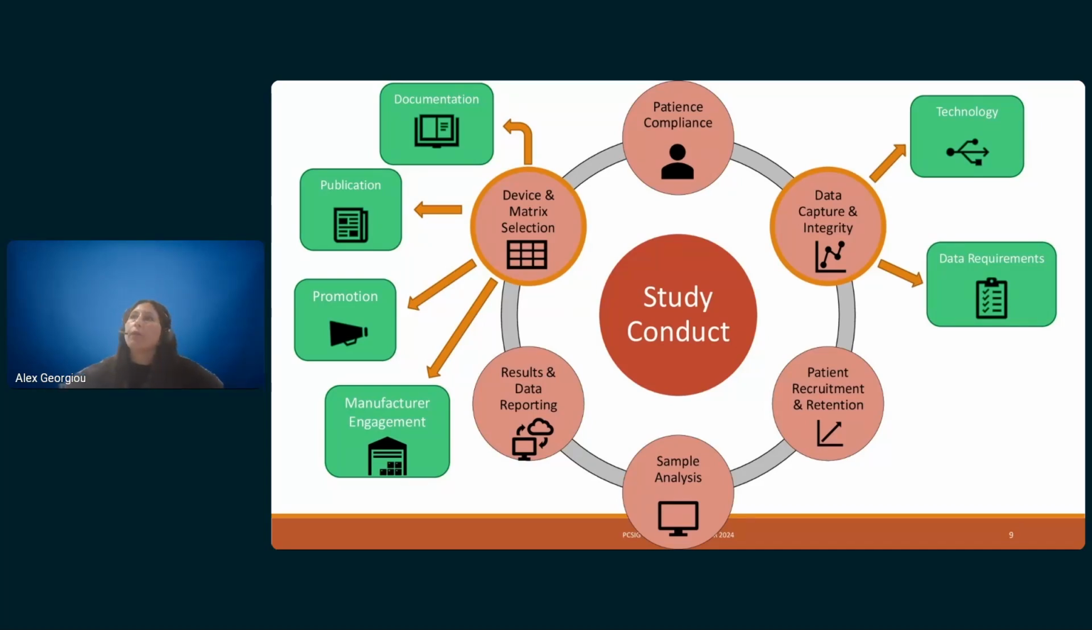Then the solutions for data capture and integrity focus really on having the right technology to meet our needs for data recording. It was felt that one single solution was really important for all clinical sites to make it easier for them as well as the patients.